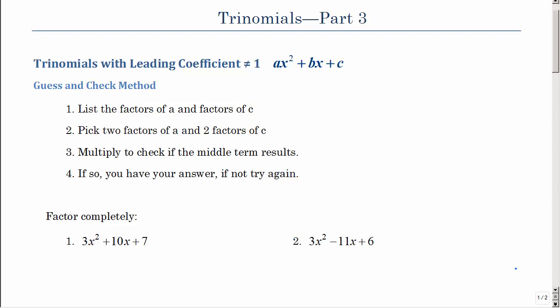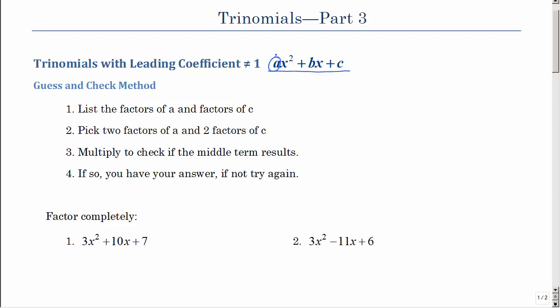So far we have looked at the greatest common factor, the difference of two squares, trinomials with a coefficient of 1, special trinomials called perfect square trinomials, and now we're going to look at the general trinomials. They're in the form of ax squared plus bx plus c. Our leading coefficient is no longer 1. There are several different methods to do this factoring.